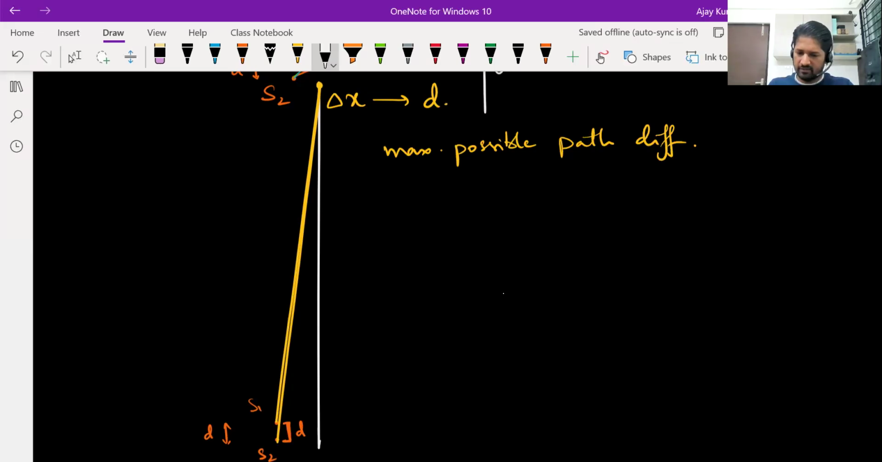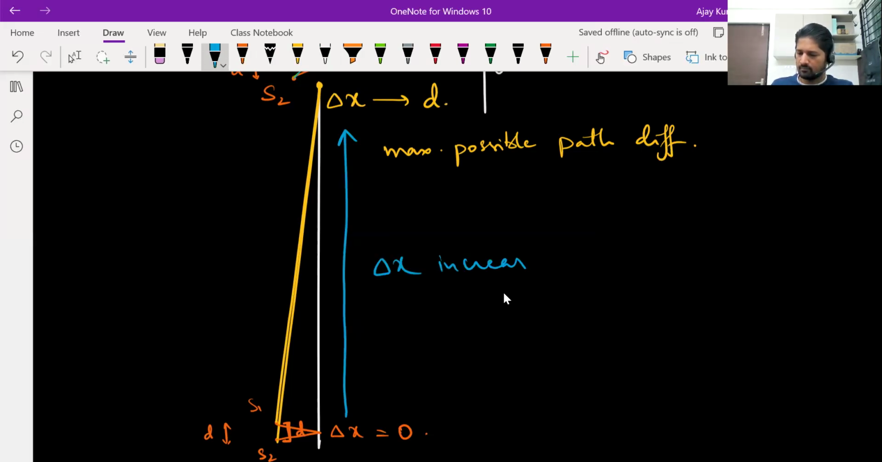Fine. The waves arriving at the point O, which is on their perpendicular bisector, there the path difference is 0. At infinite distance on the screen, on that flat screen, the path difference is D. Then anywhere in between, let me take it in the other direction. As you go away from the perpendicular bisector point on the screen, the path difference increases, and it increases to a maximum value of distance D between the sources. Path difference can never be more than that.